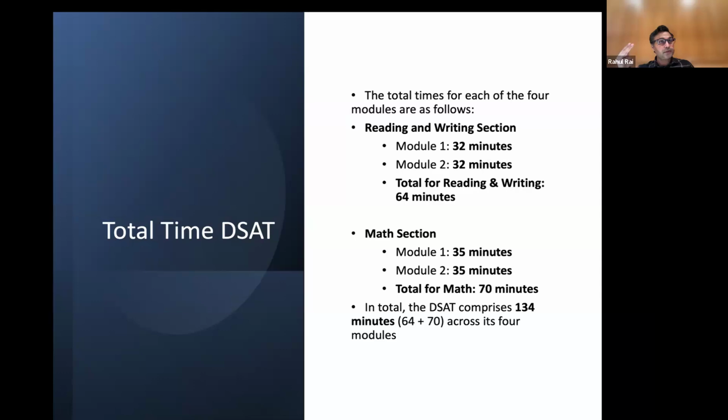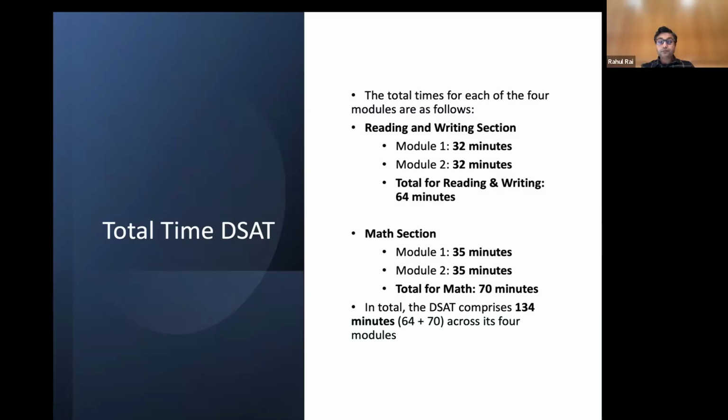So the two modules are there, and the total time that you have for math is going to be 70 minutes. And in total, if you combine all four modules, two modules in reading and writing and two modules in math, then the DSAT comprises 134 minutes across the four modules that you have.